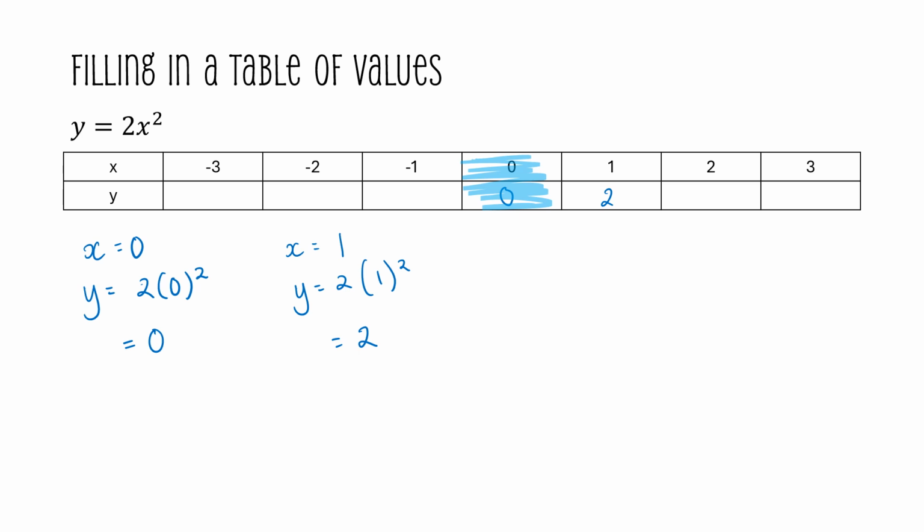If I now do that to 2, following that same pattern, I'm going to have 2 times 2 squared, which would give me 8. Okay? And then for x equals 3, I would end up with 2 times 3 squared, which is 18. Okay, so it doesn't follow a pattern like linear does. You can't just add the same number each time. You do have to do some calculations here.